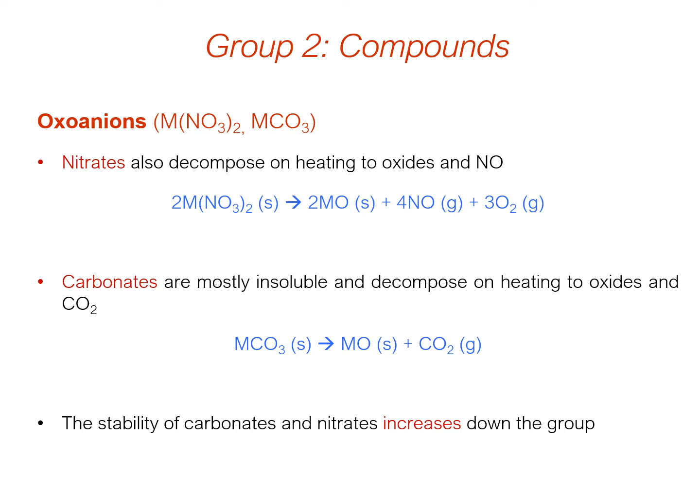And again, much like the group 1 oxoanions, the stability of carbonates and nitrates increases down the group. And this is again because they're very large anions. They're stabilized by large cations. So as we go down the group, the cation size increases and therefore stability of the compound increases also.